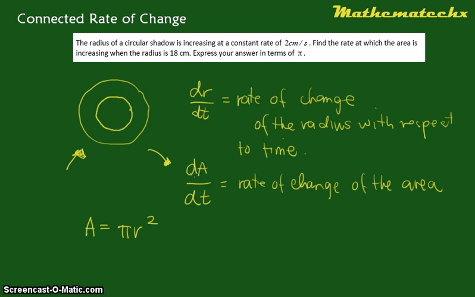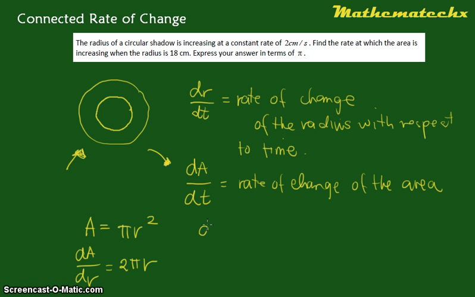Take note, differentiating with respect to time is different from differentiating area with respect to the radius. If I get the derivative of the area with respect to the radius, dA over dr, this is simply 2 pi r by the rule on differentiation. So dA over dr is 2 pi r. But that's not what we want. What we want is dA over dt.